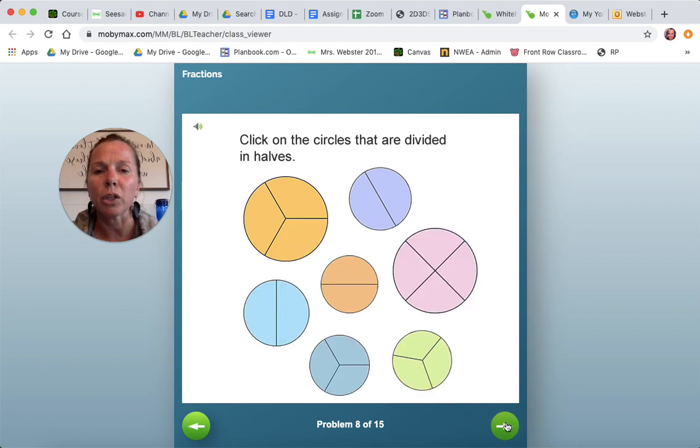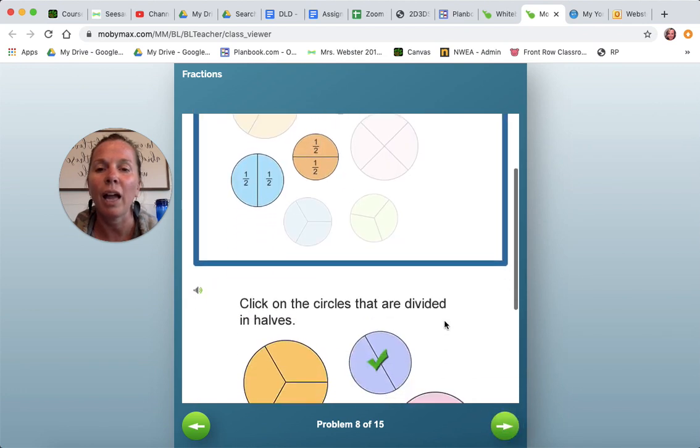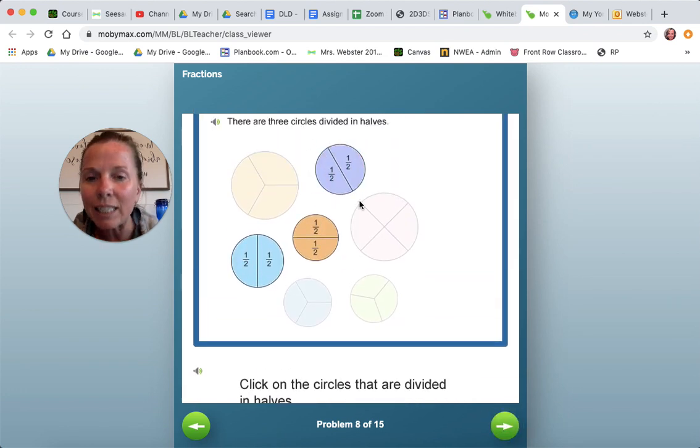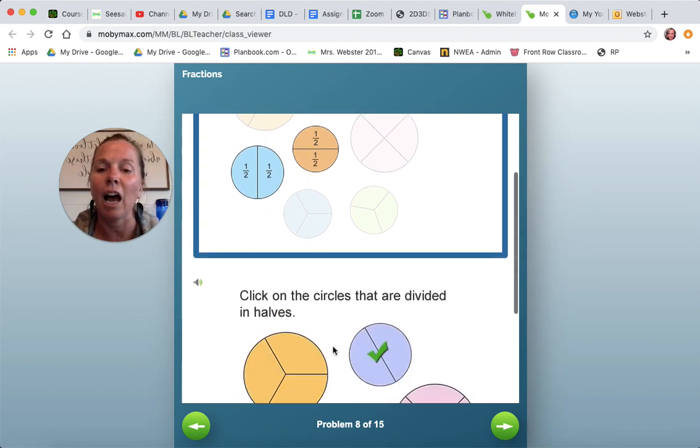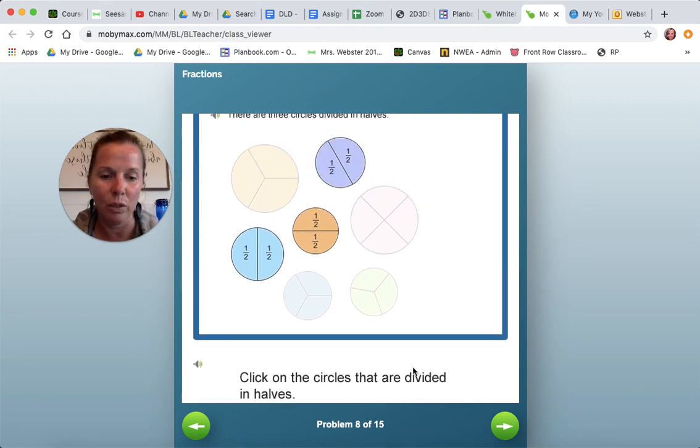Now click on the circles that are divided into halves. Halves, remember, halves are 2 parts. So we're looking for 2 parts here. This has 3, this has 4, this has 3, and this has 3. Hey, rock on. Doesn't matter where it's divided at. Doesn't have to be straight across or up and down or to the side. It just has to have 2 equal parts.